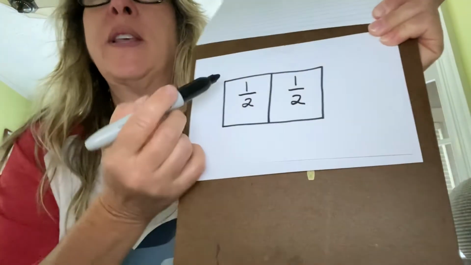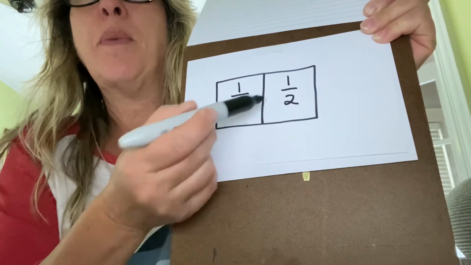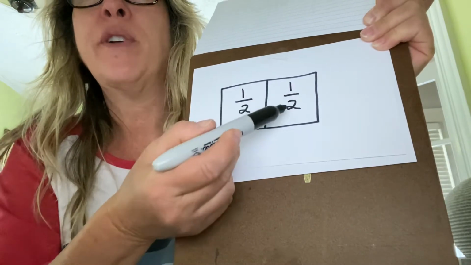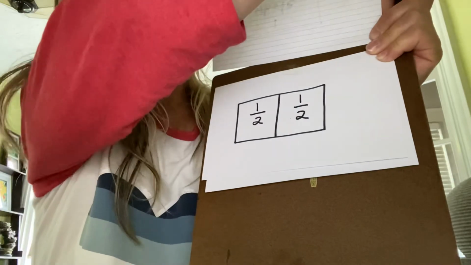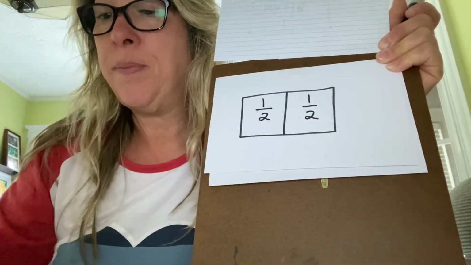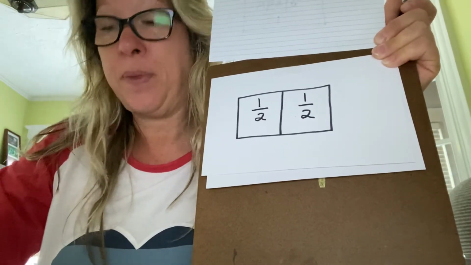This shows that this side is 1 part out of 2 equal parts. And this side over here is 1 part out of 2 equal parts. The top number tells how many parts I have. The bottom number tells how many equal parts altogether.